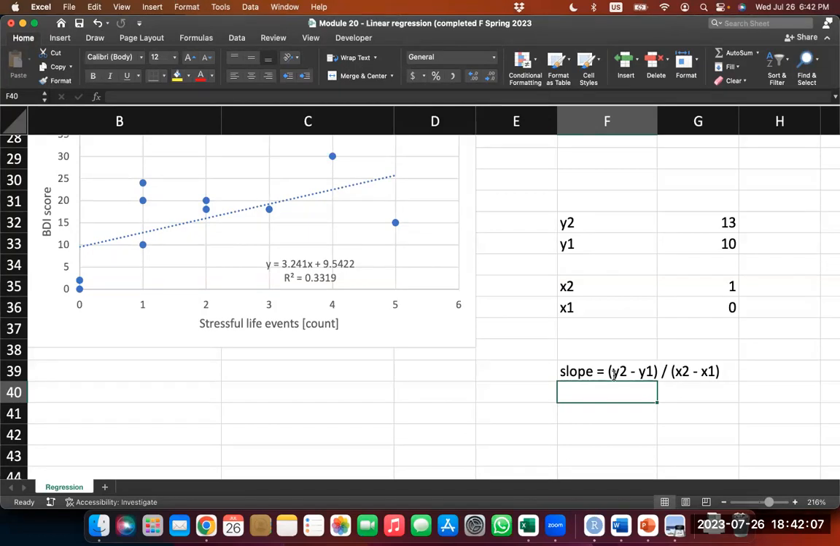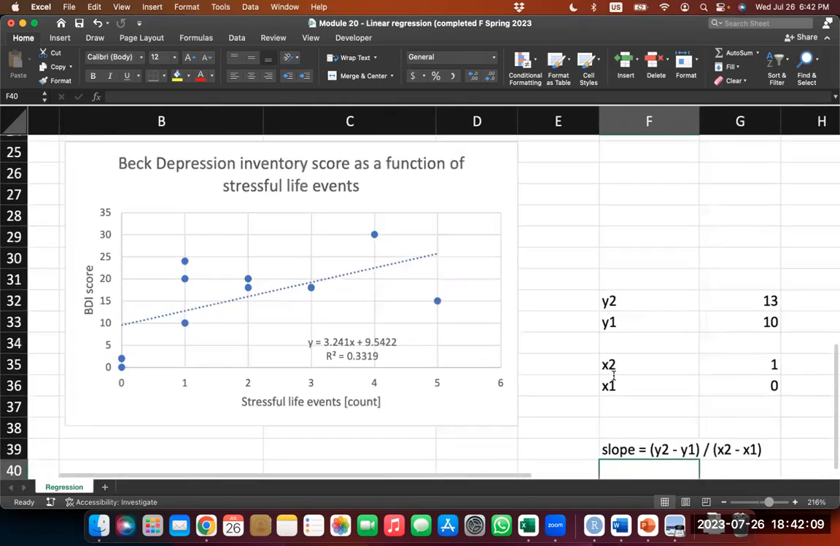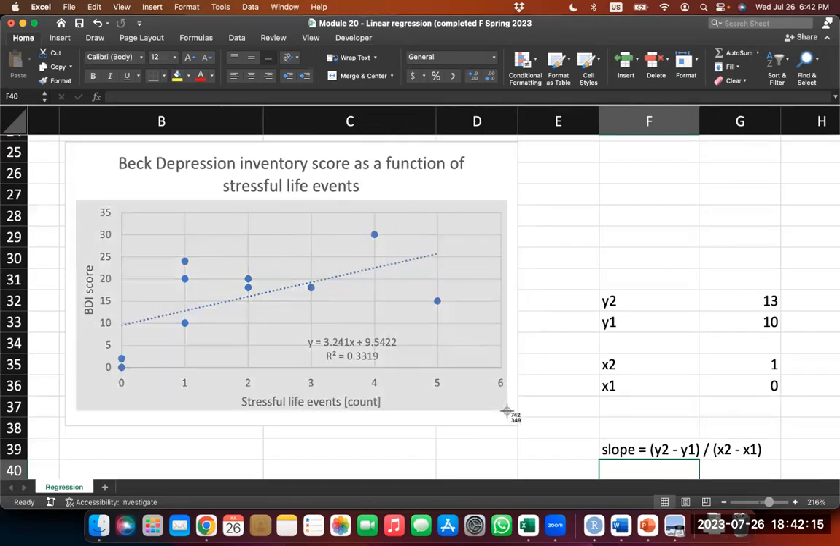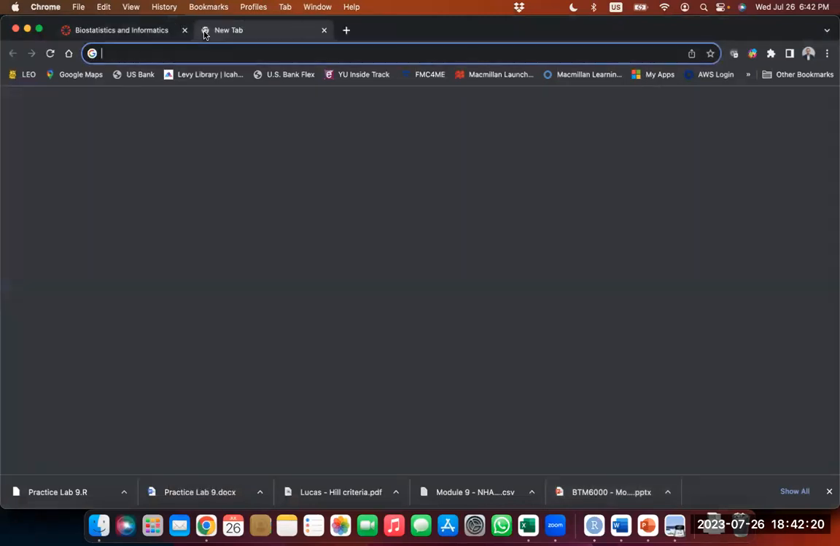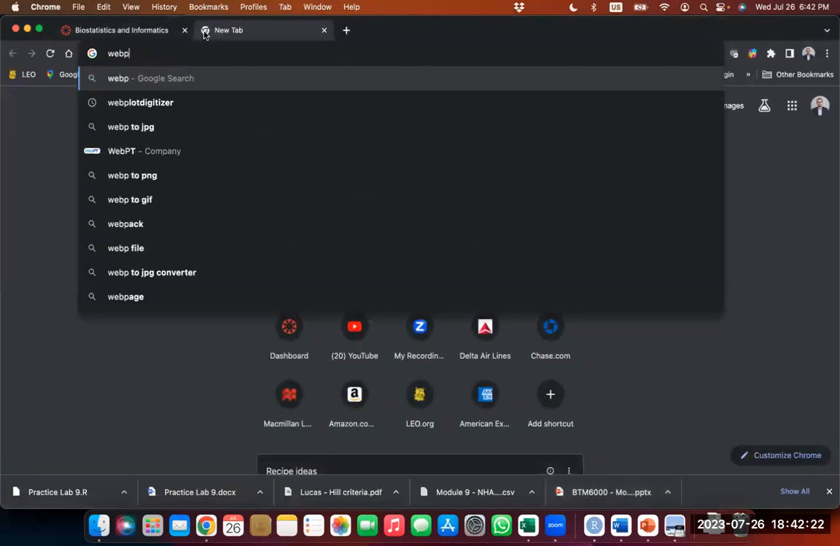Some of you may find it helpful, actually. Okay, let's do the following. You know how to do screenshots. If you do a screenshot on Mac, I'm going to show you now a very useful tool. It's called WebPlotDigitizer.